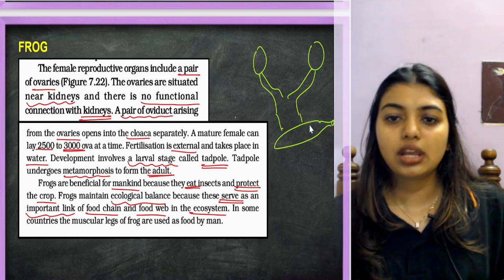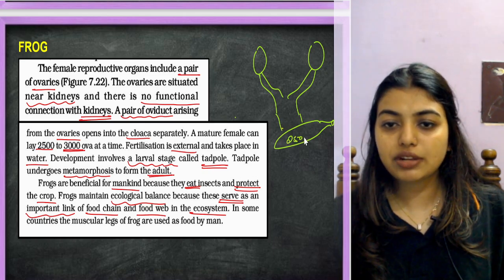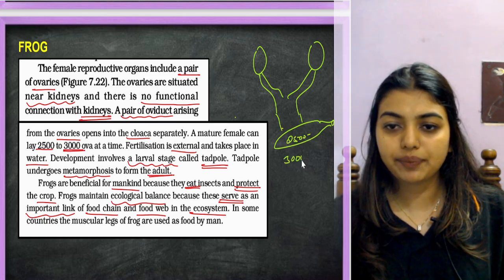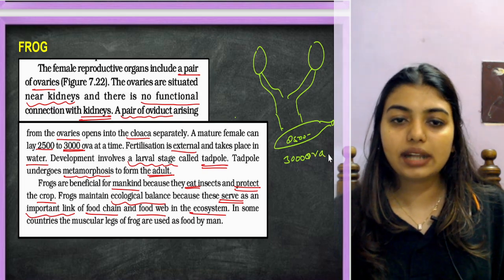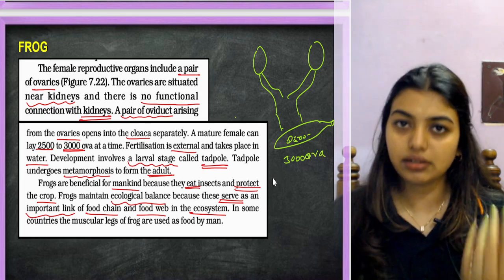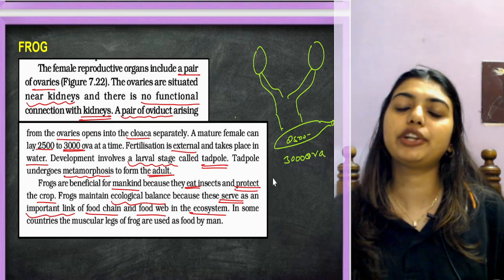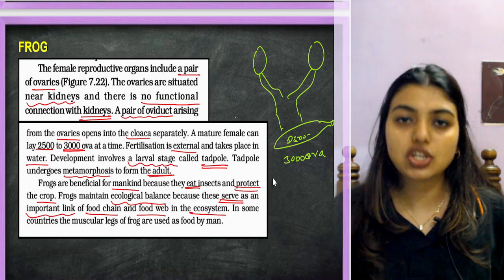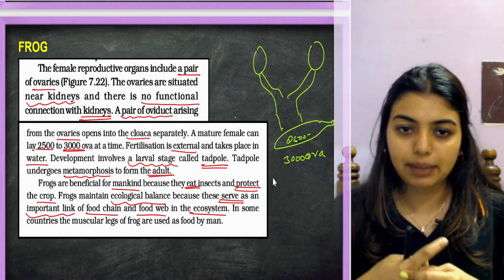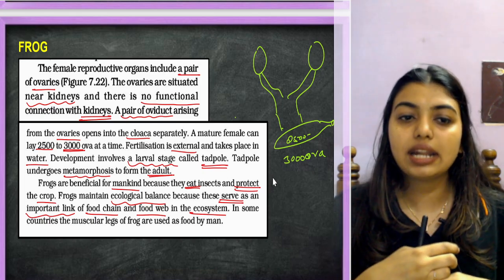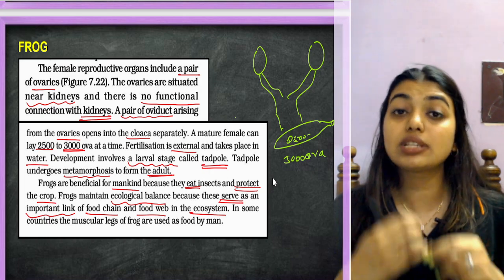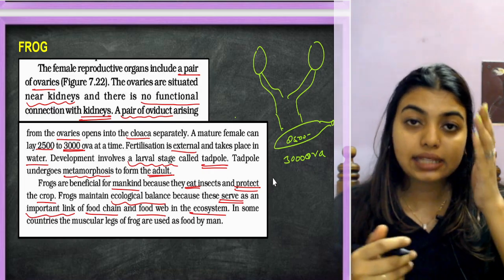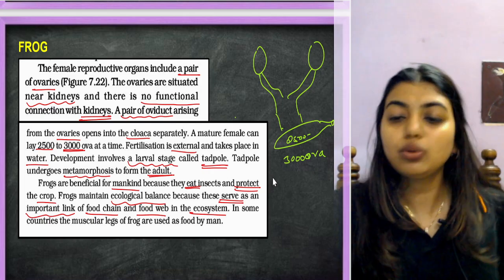A mature female can lay up to 2500 to 3000 ova at a time. Fertilization is external, outside. That is why they have this copulatory pad, to make sure that the female does not go anywhere. Fertilization is external and takes place in water. Development involves a larval stage. Tadpole is there, and to become an adult, it will undergo metamorphosis.